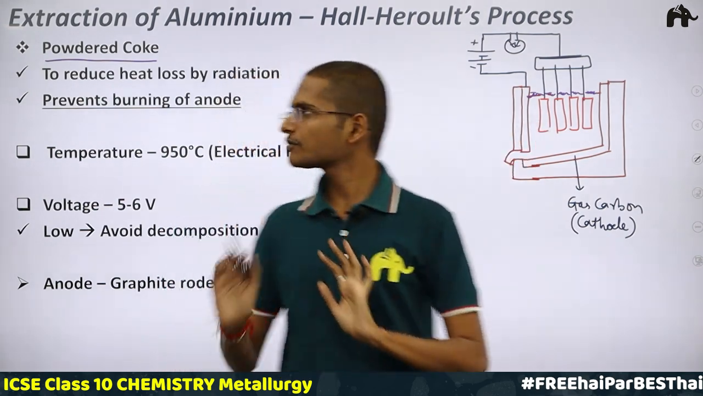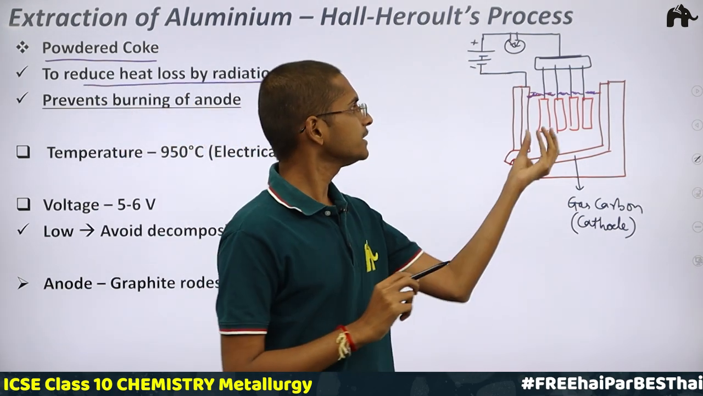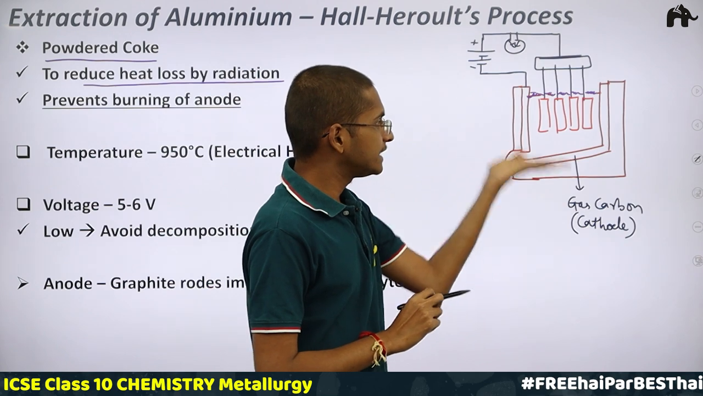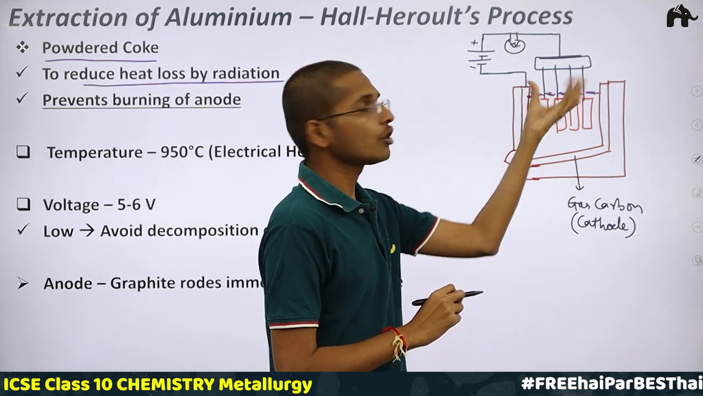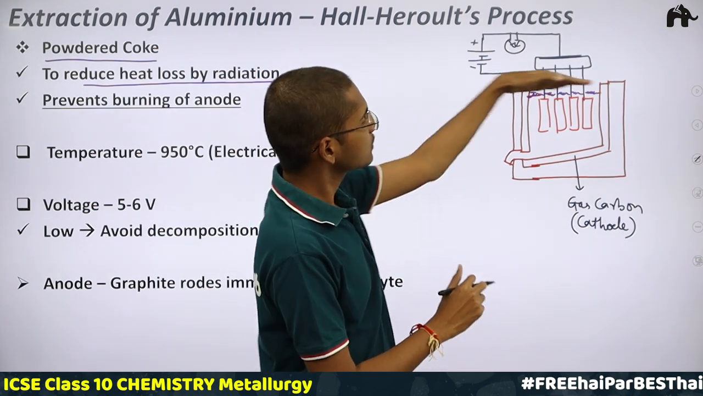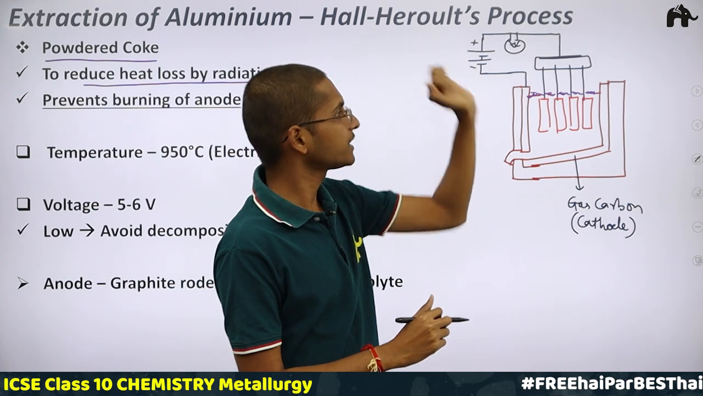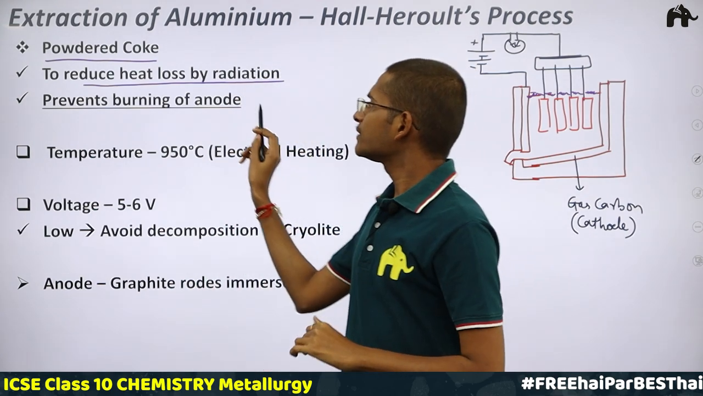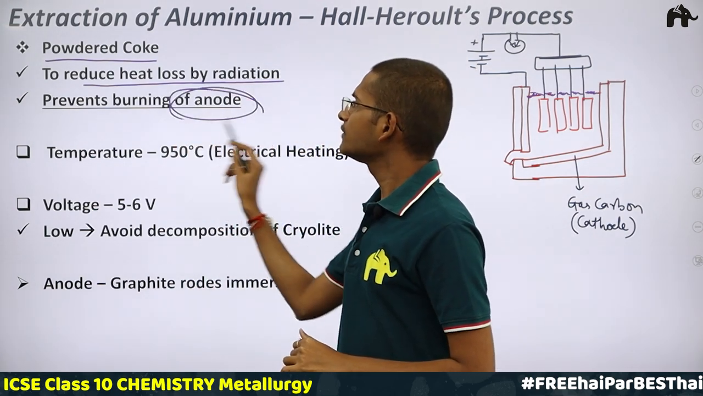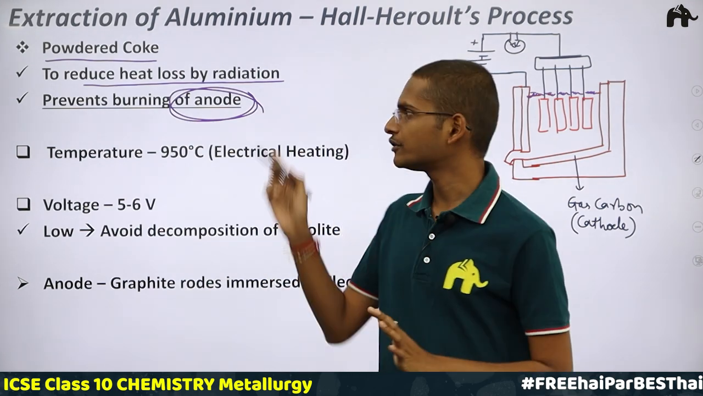But first of all, just remember that powdered coke is used to reduce the heat loss by radiation. Because we are heating the electrolyte, that heat loss should not take place. The heat should not go out of the electrolyte. So we are coating the electrolyte with the powdered coke, just sprinkling it on the top of the electrolyte. Another reason is that it prevents the burning of the anode. Now this we will see when we see the electrode reactions. That time you would clearly understand it. Don't worry, I will tell you.